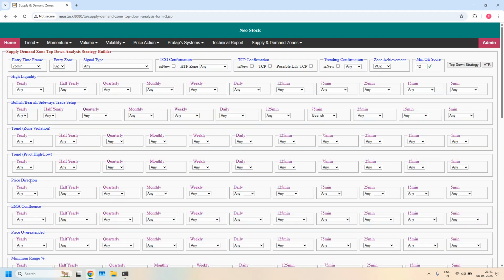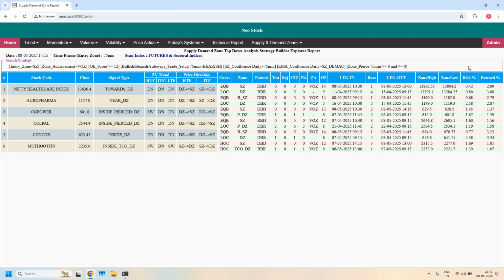Let's filter based on daily EMA confluence. Daily supply zone with daily EMA confluence. We got 6 stocks. So these 6 75 minute supply zones might be having more high probability to get success.